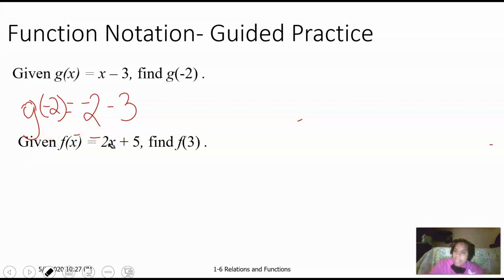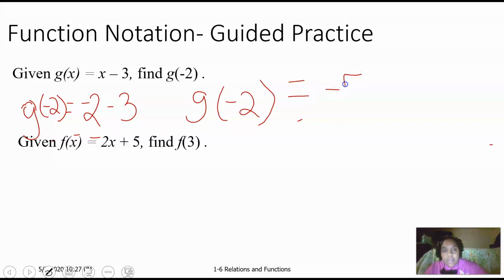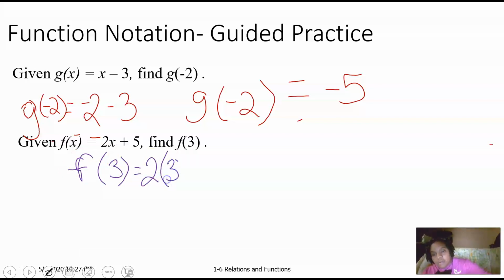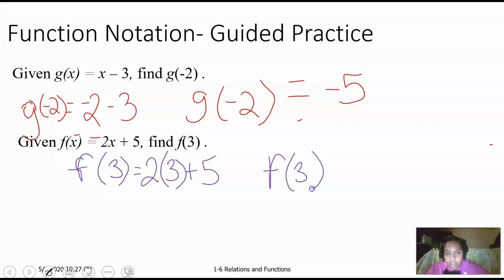Okay, moving on. Now f of x equals 2x plus 5, where x is 3. So you take a few seconds and you write that out and you solve that. So you have f of 3 equals 2 times 3 plus 5. And if you were to solve this out, you would have f of 3 equals 6 plus 5, and then f of 3 equals 11.